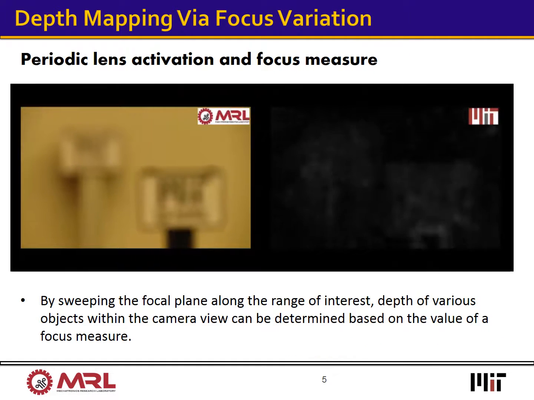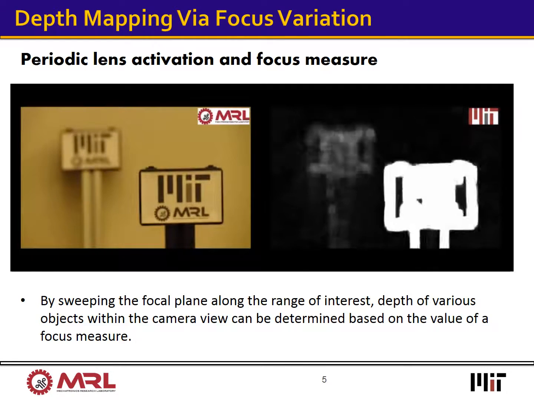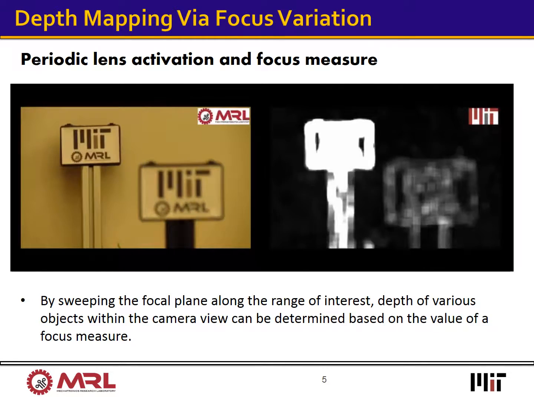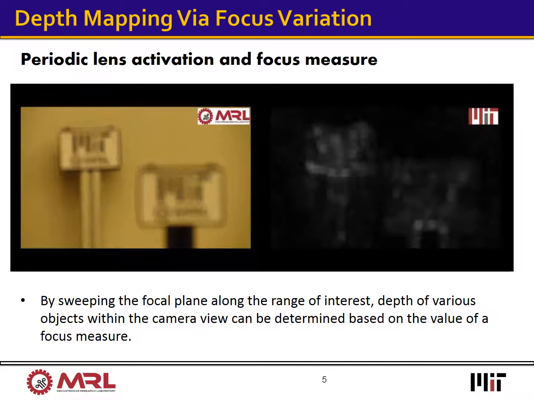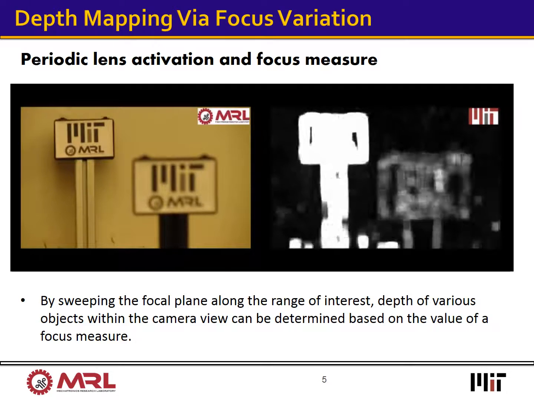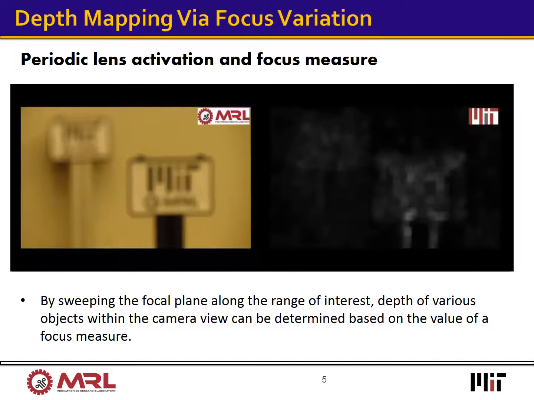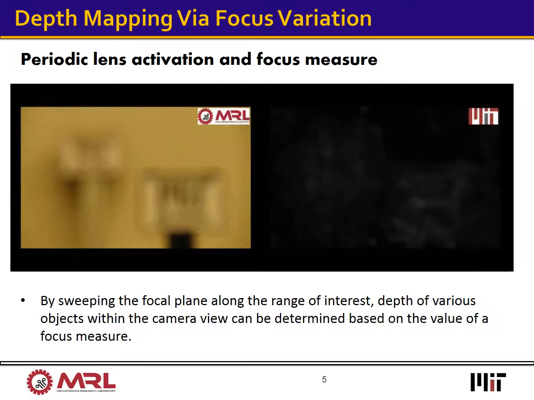This slide shows an example video on how the method works. The video on the right shows the variations of the focus measure at different pixel points. Initially, the focal plane resides very close to the camera and gradually moves away towards the farther object. As each of the two objects come into focus during the sweep, their corresponding pixels light up.